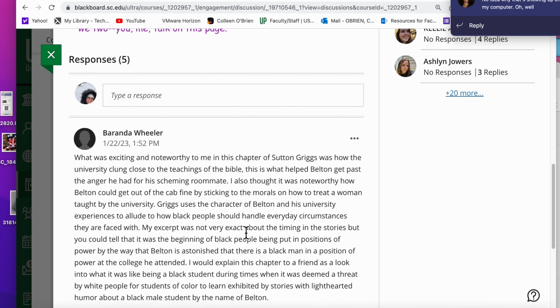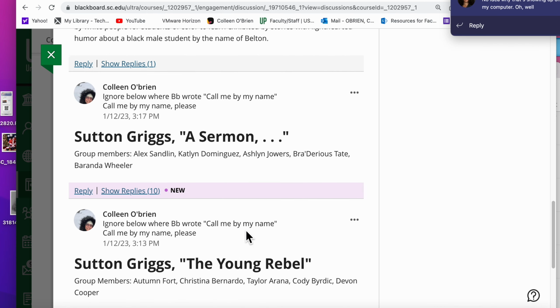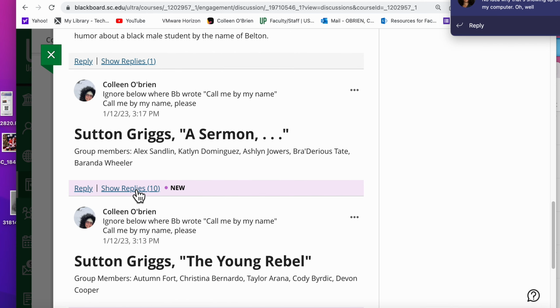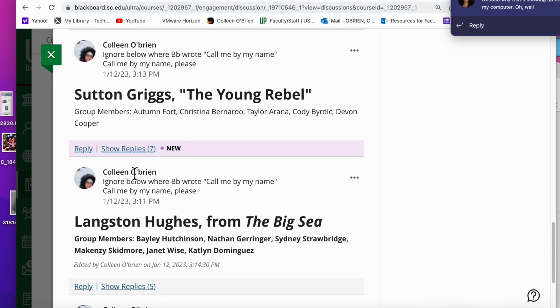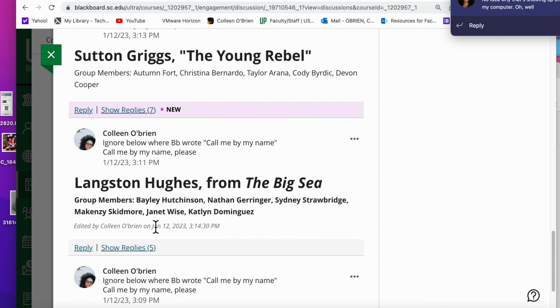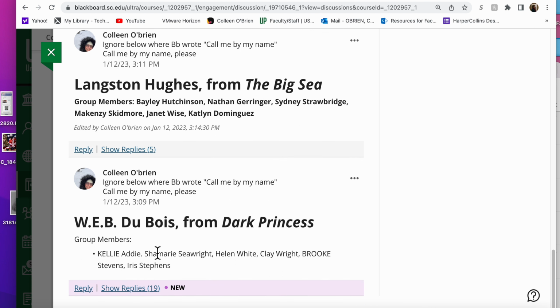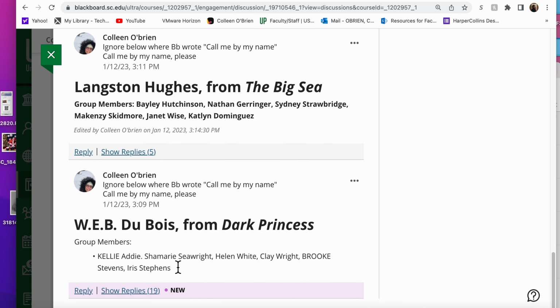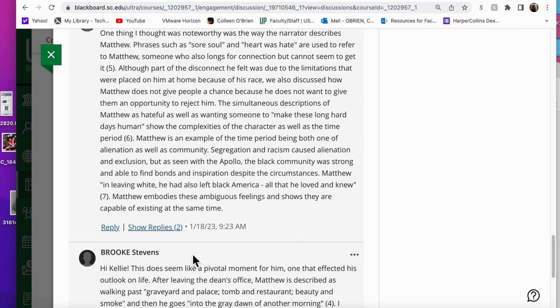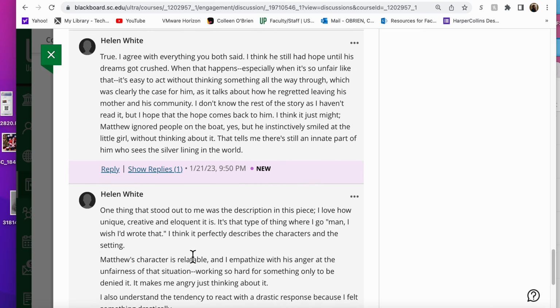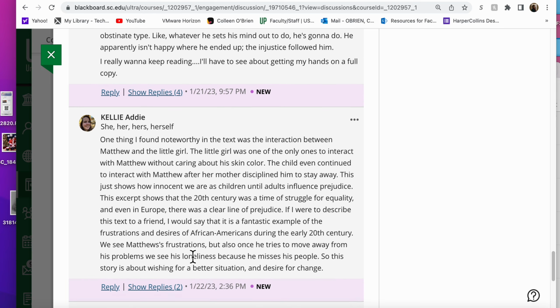The you, me, we two talk on this page is so amazing when you look at all of the replies and back and forth and development of ideas in these conversations about Langston Hughes, W.E.B. Du Bois, and Sutton Griggs. I think in particular, the conversation about Dark Princess blew me away. People just kept going back and forth and talking to each other and developing ideas and expanding them. And this is the kind of work that you can do to develop ideas for the paper.